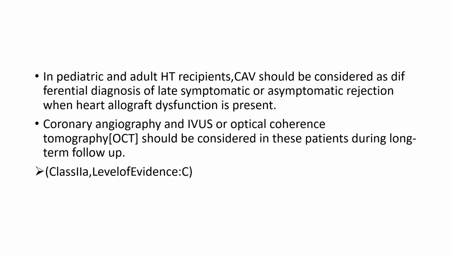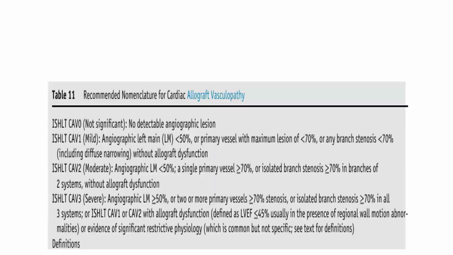So in pediatric and adult heart recipients, coronary allograft vasculopathy should be considered in the differential diagnosis of late symptomatic and asymptomatic rejection when heart allograft dysfunction is present. So coronary angiography, intravascular ultrasound, and optical coherence tomography should be considered in these patients during long-term follow-up.